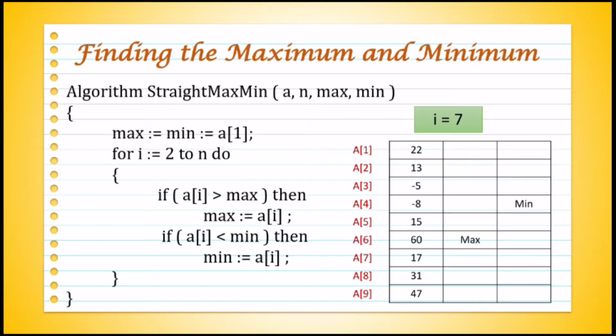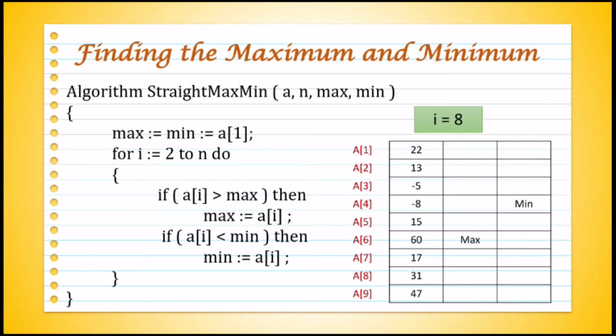So again we will execute the for loop because the previous condition was true. So now the value of i will be 8. So 8 is less than or equal to 9. The condition is true. So we will execute the statements present in the for loop. So if a of i is greater than max, that is 31 greater than 60? No, the condition is false. So we will check the next condition, that is a of i is less than min. So 31 is less than minus 8. No, again this condition is also false.